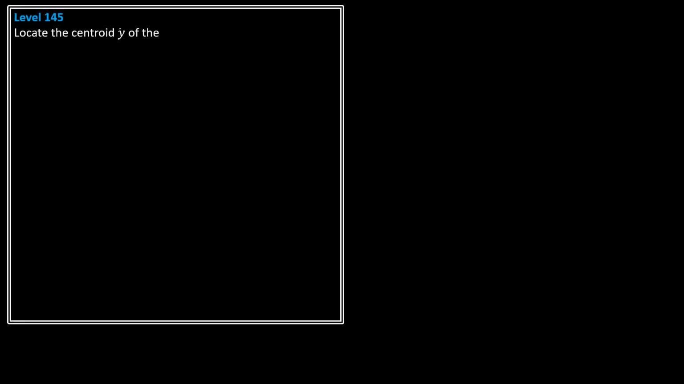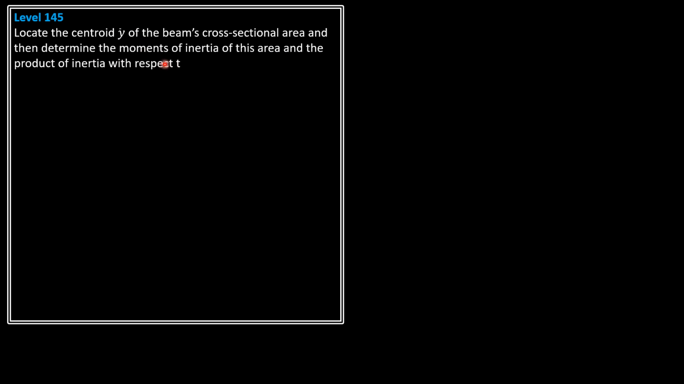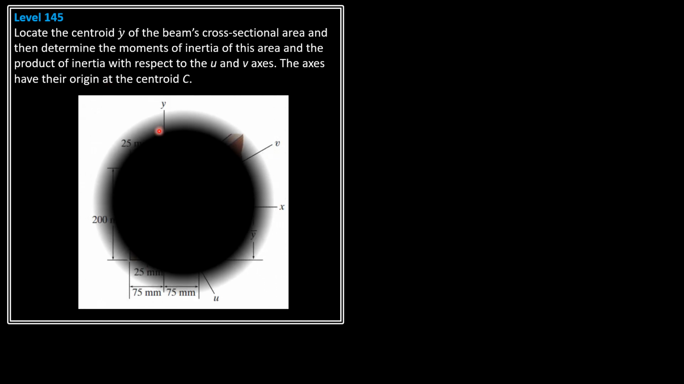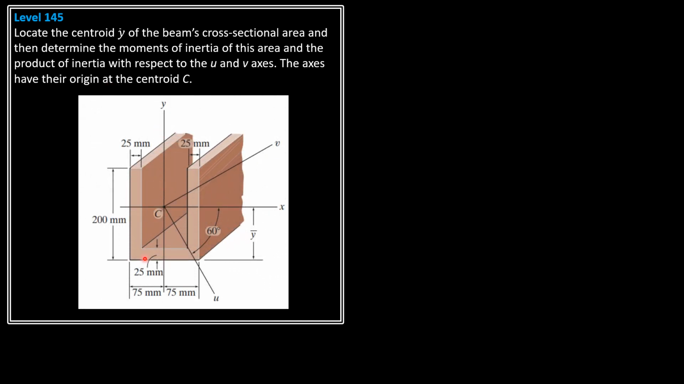Level 145. Locate the centroid ȳ of the beam's cross-sectional area and then determine the moments of inertia of this area and the product of inertia with respect to the u and v axes. The axes have their origin at the centroid C. So let's divide the area for our solution in this manner, with vertical lines. The area is divided like that.